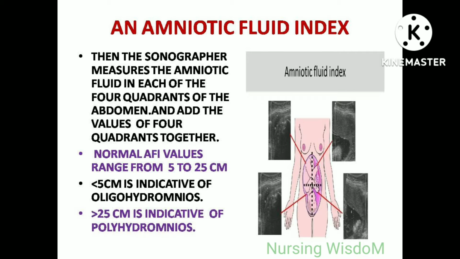Then the sonographer measures the amniotic fluid in each of the 4 quadrants of the abdomen and adds the values of the 4 quadrants together. Normal amniotic fluid index values range from 5 to 25 cm. Less than 5 cm is indicative of oligohydramnios. More than 25 cm is indicative of polyhydramnios.